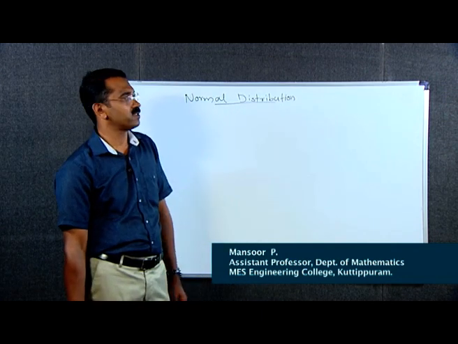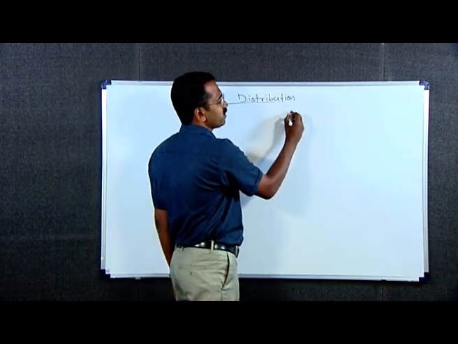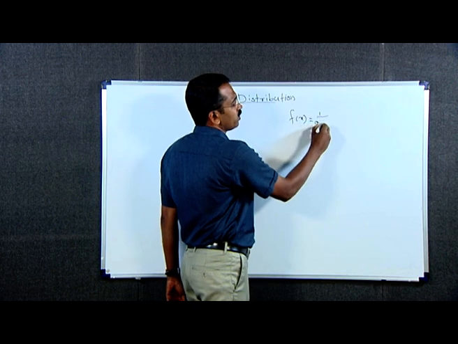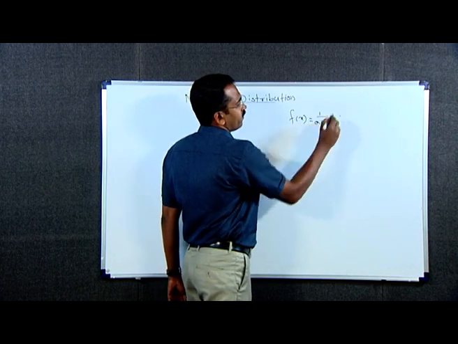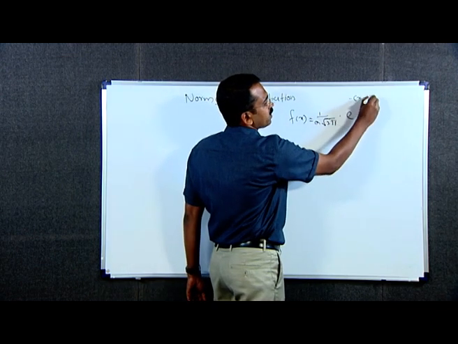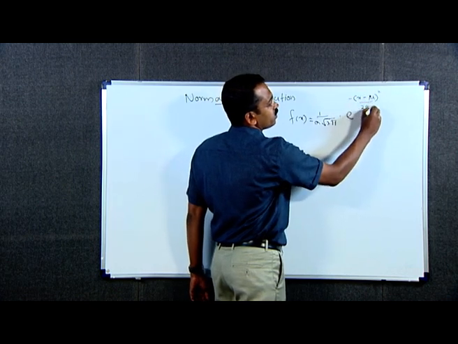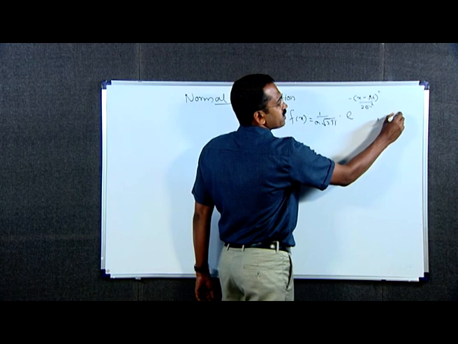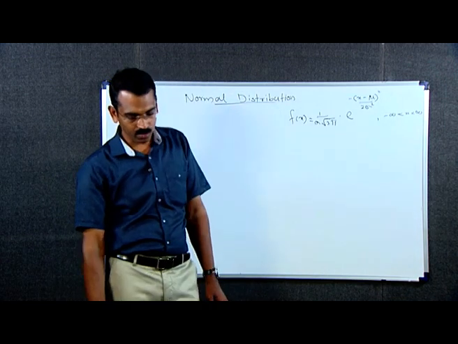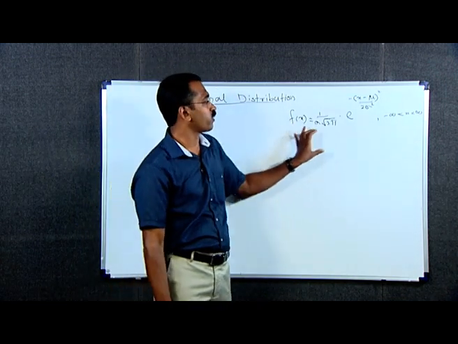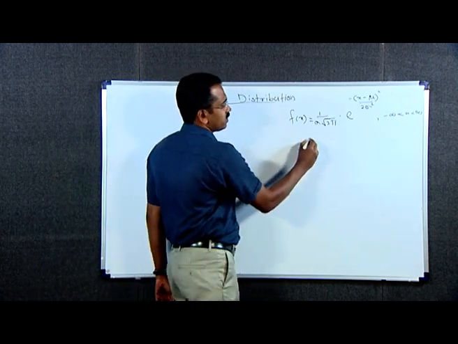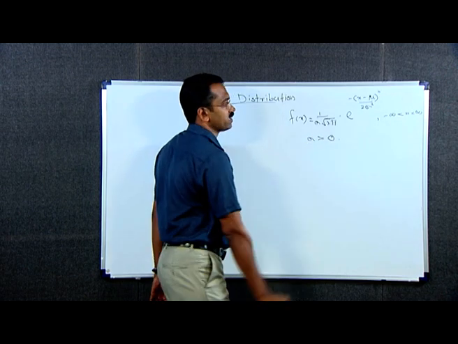Its PDF is given by f(x) = 1/(sigma root 2 pi) e raised to negative of (x minus mu) the whole square divided by 2 sigma square, where x is between minus infinity and plus infinity. This is the probability density function of the normal distribution. Here sigma is greater than 0.